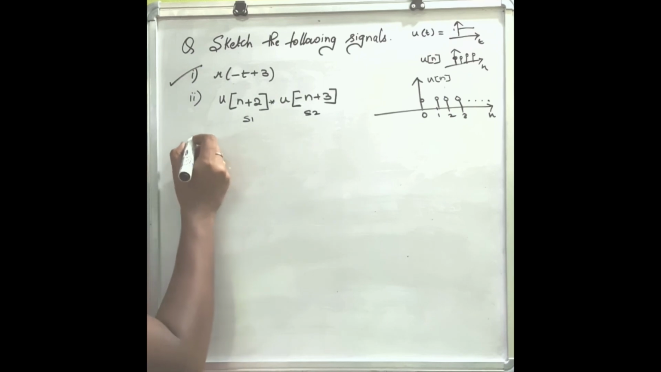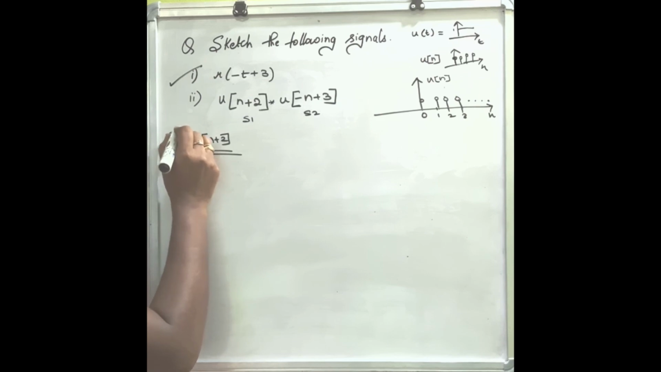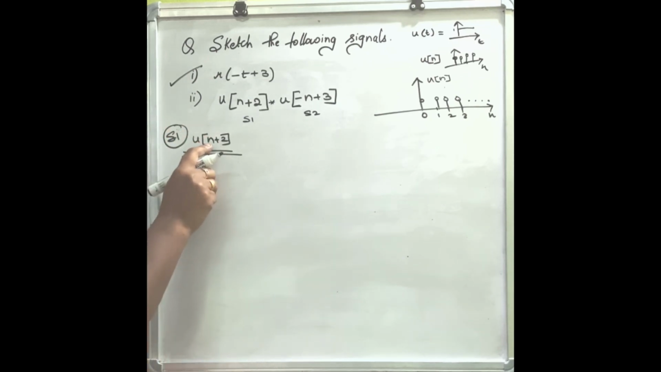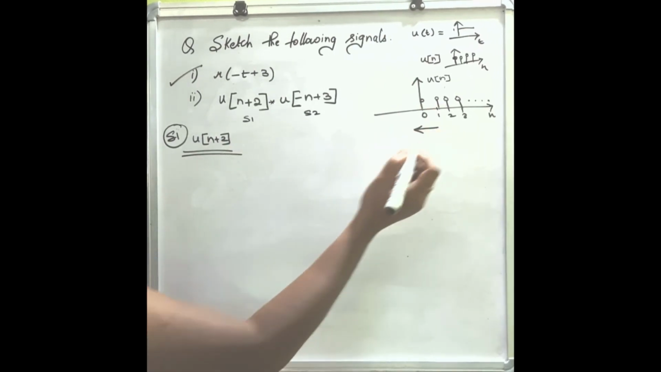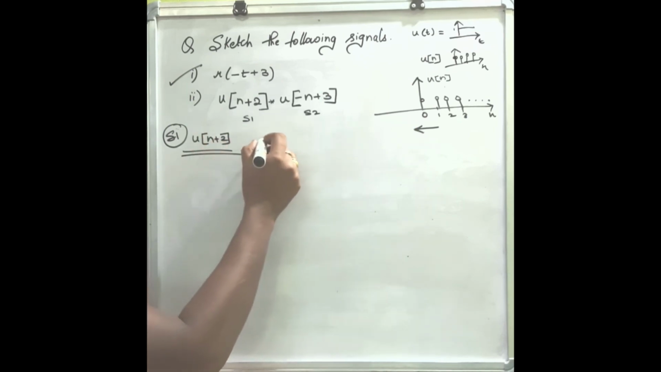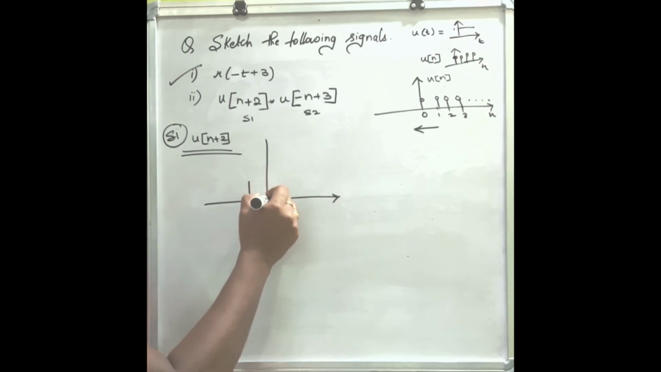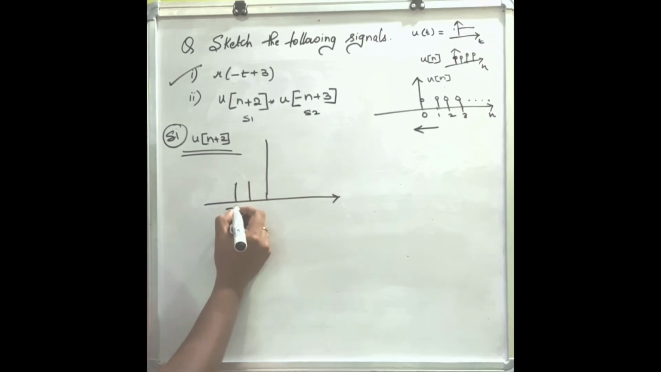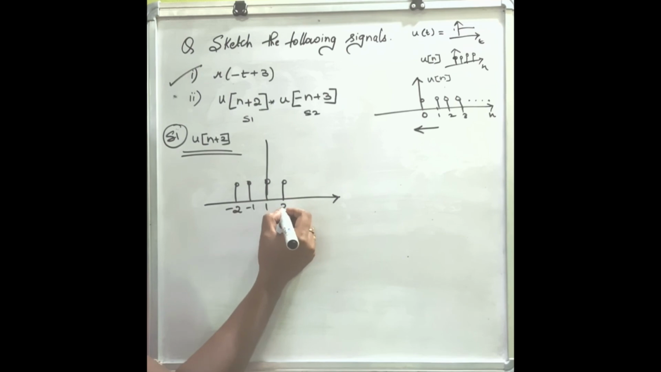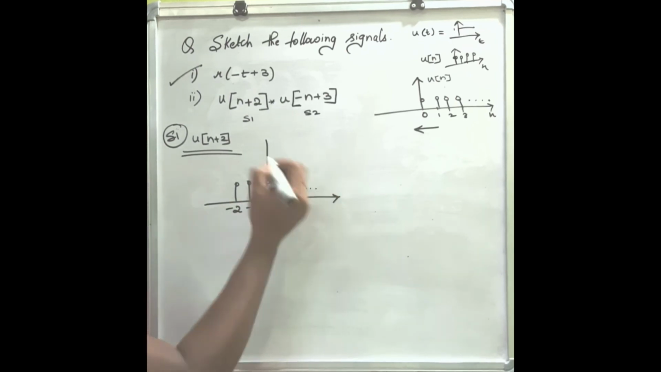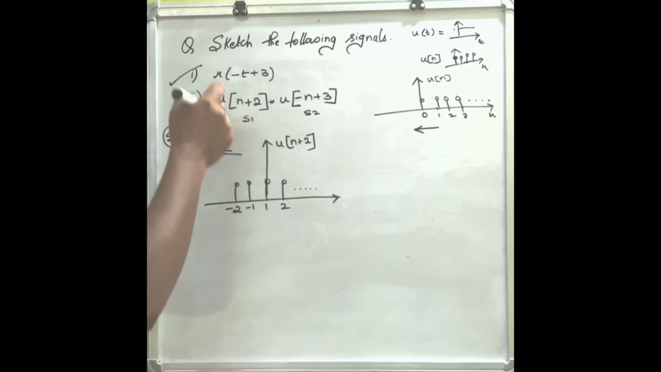Now let's take u of n plus 2. So this is your signal 1. When we say n plus 2, there is an advanced shift by 2. So for this, the new signal will be, instead of 0, it will start from minus 2. As I said, we are only considering 4 instances, so that's enough. This is u of n plus 2. Okay, so we finished with the first signal.